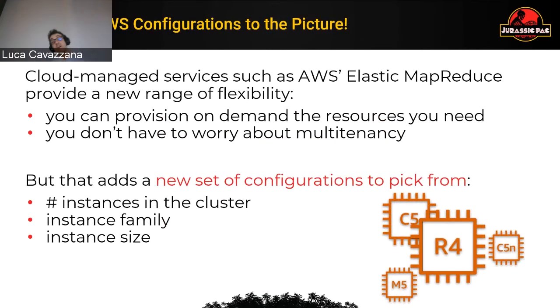Then we have another layer of complexity, which is the cloud. Usually, all the Spark applications run on in-house shared clusters, on-premise clusters. But today, new cloud providers are offering appealing pay-as-you-go solutions that allow companies to be more agile and more cost-effective.